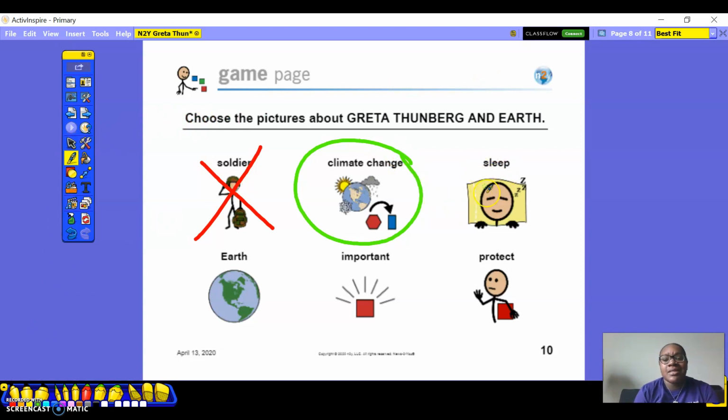Our next picture is sleep. And I don't remember our story referring to sleep, but let's look at our communication board.